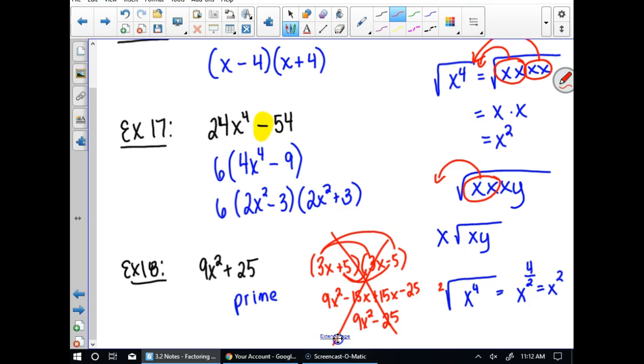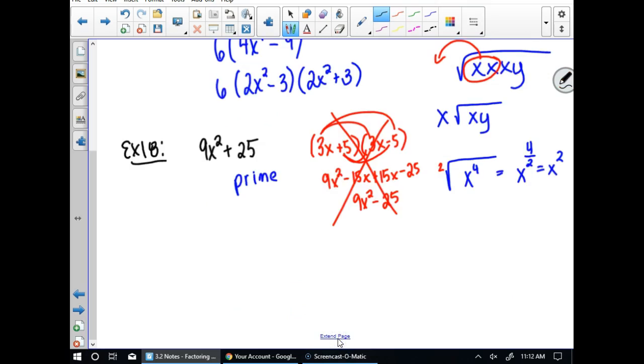Also, let me just throw this one in here because you'll get this mixed up. What about if I had this? What about if I had 25x squared minus 16x?